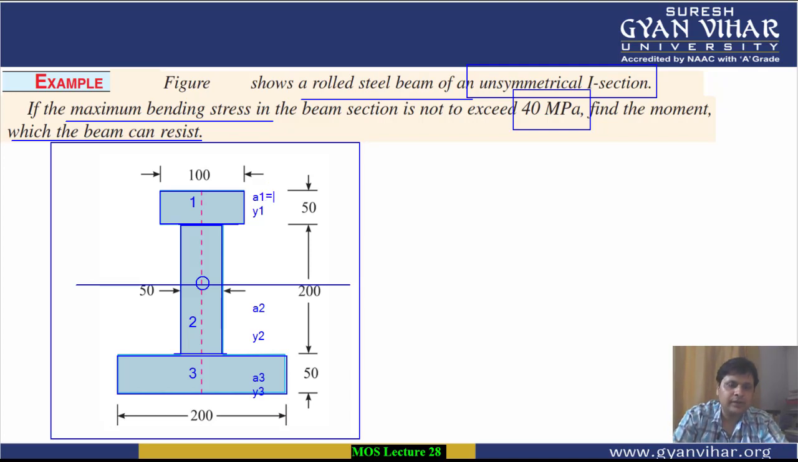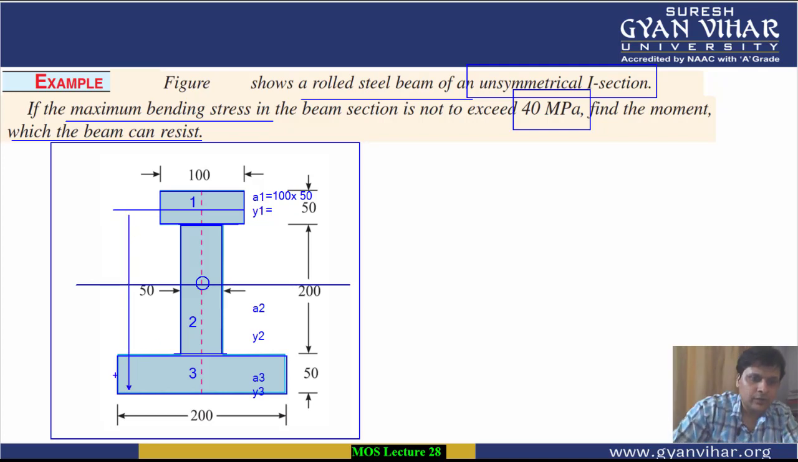Based on it, how are we going to get the values? First, the value of A1. See, area is very easy. 100 is the width, multiplied by the depth, which is 50. This is the area. Then what will be its Y1 value? Y1 you have to calculate from this particular line to this particular length. See, this is 50, this is 200. So 50 and 200 give 250. And then half of this 50, means 250 plus 25, will give you the value equal to 275.